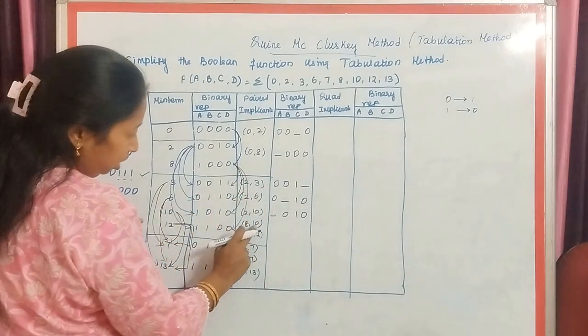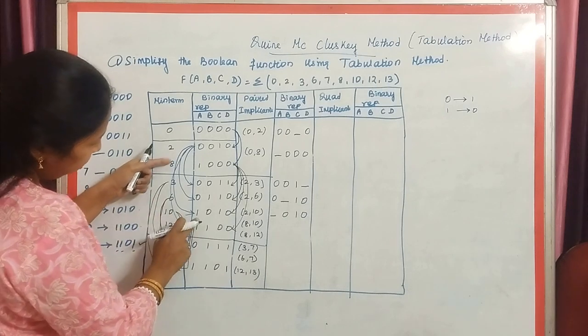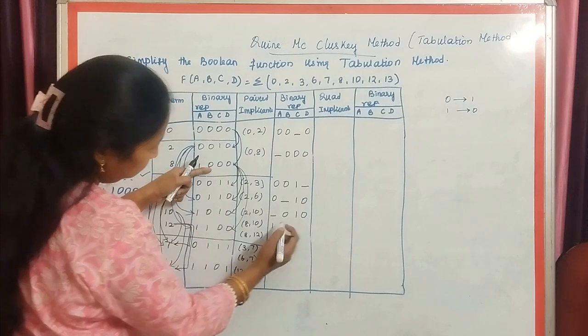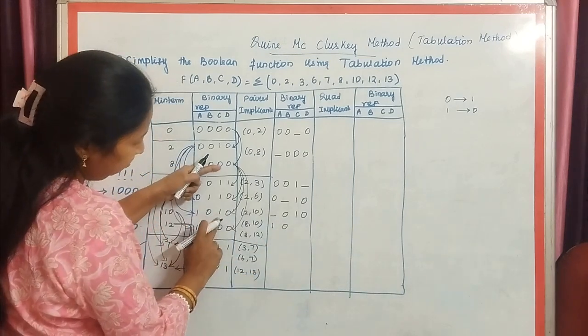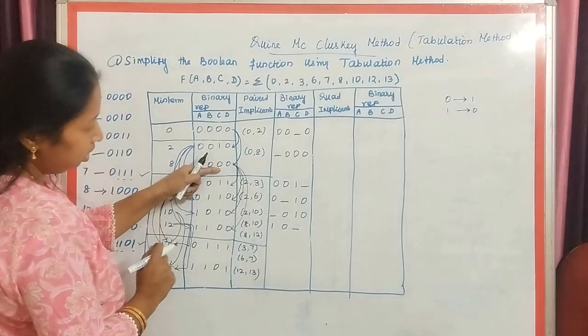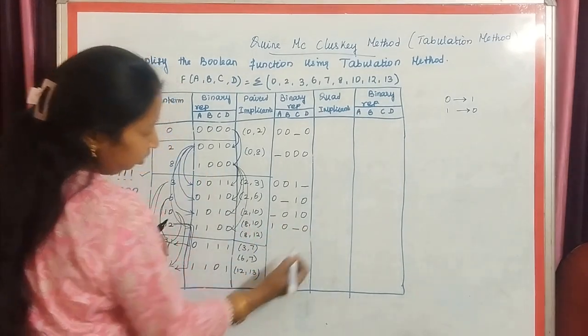Clear? Now, check the numbers 8, 10. 8 is here, 10 is here. Check these two numbers. First bit, it is 1 in both the cases. Second bit, it is 0 in both the cases. Third bit, there is a bit change. Here it is 0, here it is 1. So wherever you find a bit change, mention a dash. Fourth bit, it is 0 in both the cases.